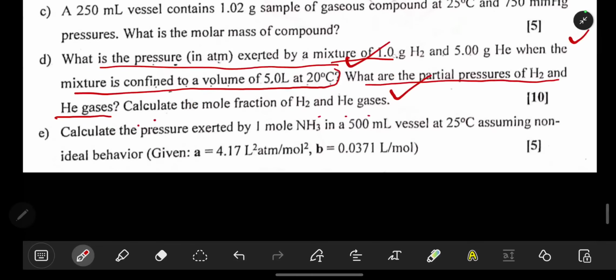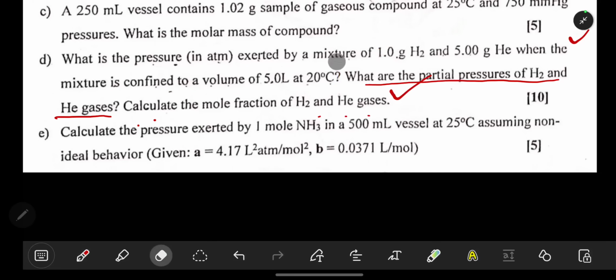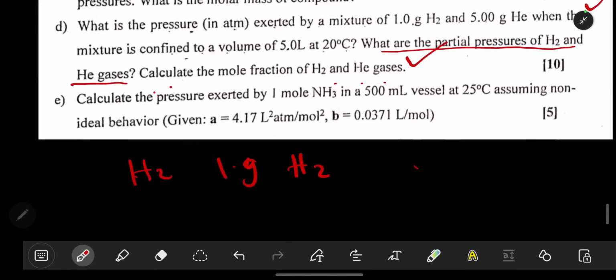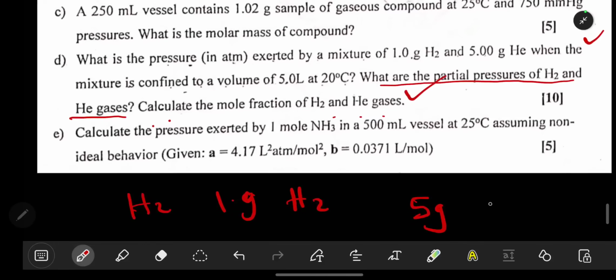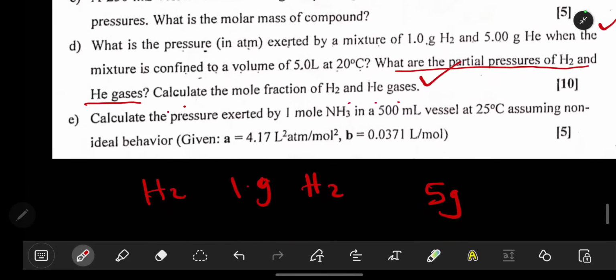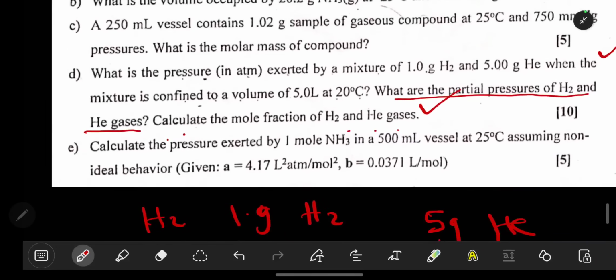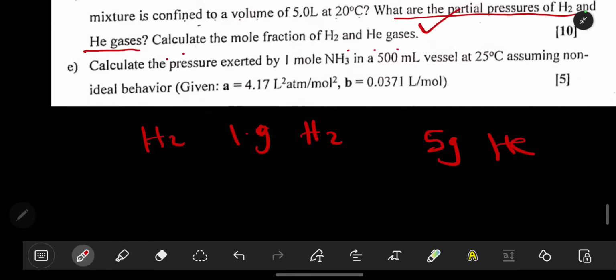Before we do that, the first thing you need to do is convert everything to the required units. For the H2, we have the mass of 1.0 grams, I can just say 1 gram of my H2. I need to convert this to moles. Then I also have my 5 grams of helium. I need to convert this to the required units.